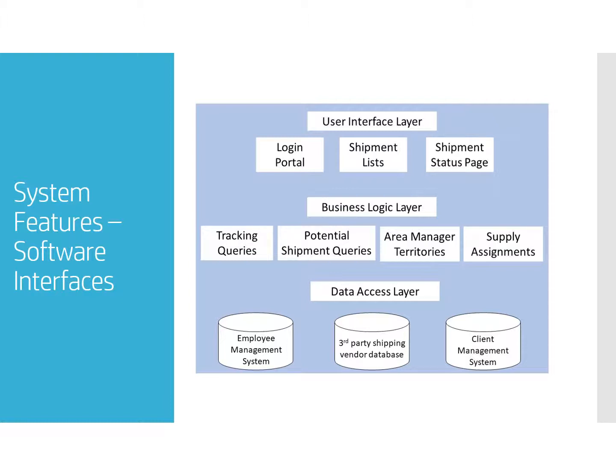In our architecture for our shipping system, down at the bottom in the data access layer, you can see the 3 systems that the shipping system needs to interface with.